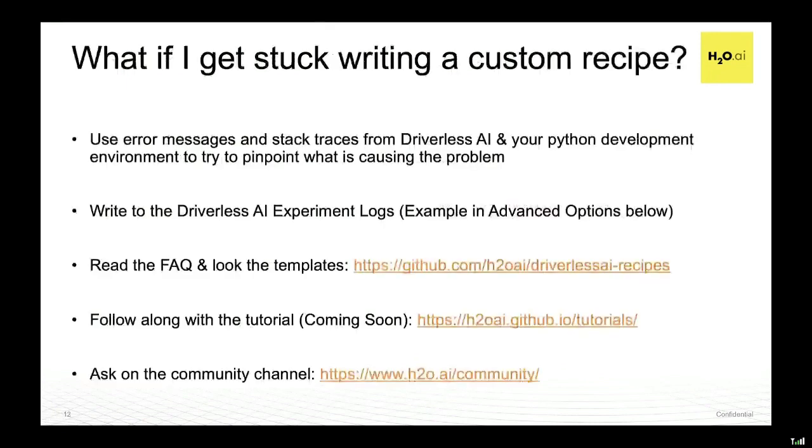All right, but then what happens if you get stuck while writing a recipe? Well, there's a couple things you can do. The acceptance test error messages should give you a direction to go in, and that includes stack traces, and you can also look in the logs. The stack traces and experiment logs are always a good place to start, and then also save them for the next steps. So we can look at the FAQ on the GitHub.